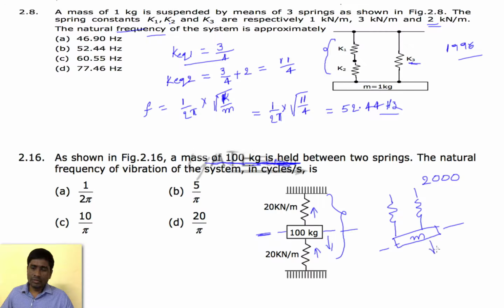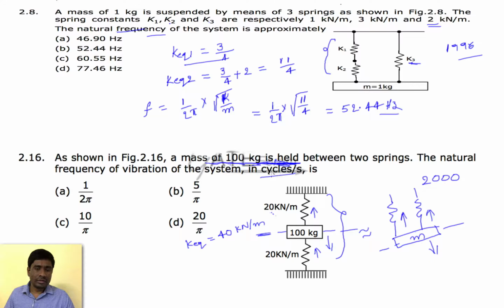When I try to move this spring mass in the downward direction, these two springs try to hold back this mass, and these forces act in the upward direction like this. So these two are equivalent. Here this is nothing but a parallel connection. So for a parallel connection, what is the equivalent? That is simply the addition of these two. So K equivalent equals 40 kilo Newton per meter. And here the answer is in cycles per second.